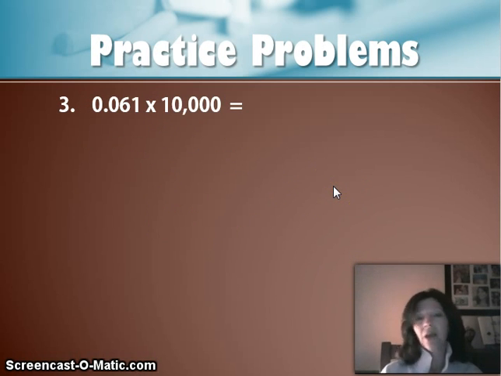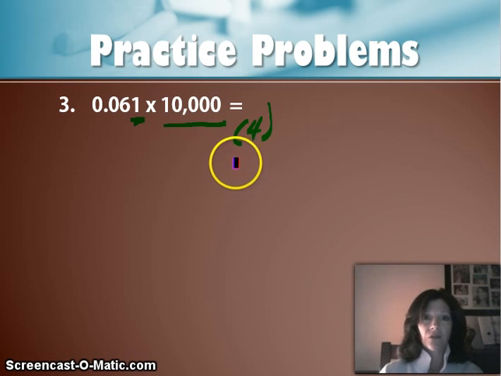All right, now you have 61 thousandths because the 1 is in the thousandths place. And remember, when you're looking at decimals, wherever the number ends up, in this case the 1 in the thousandths place, that's the word you say. So 61 thousandths times 10,000. There are 4 zeros in this example, so this time you're going to move your decimal point 4 places. Pause the video, write down your answer, continue the video when you're finished.